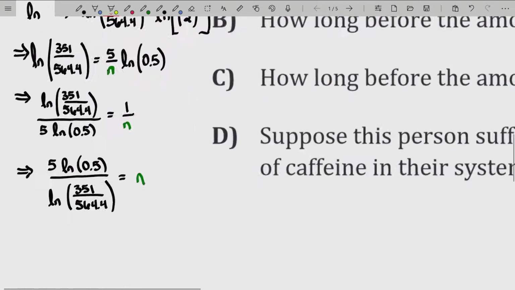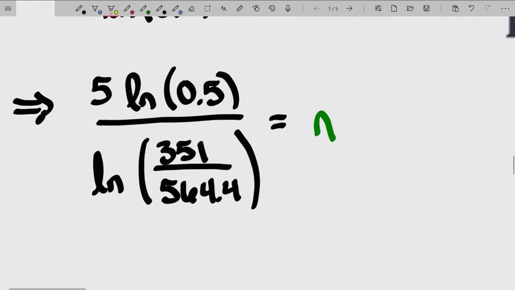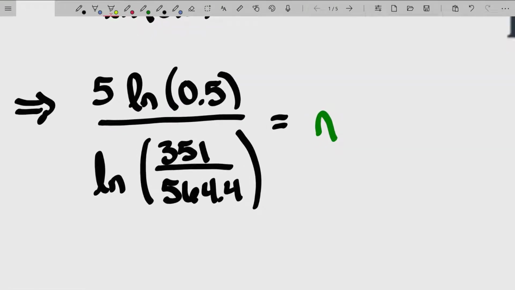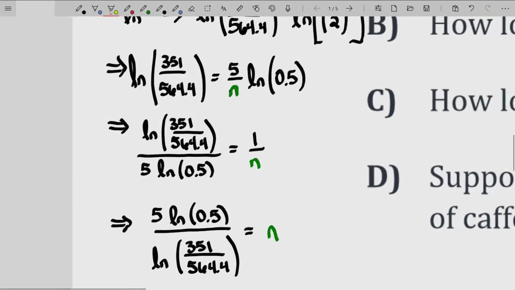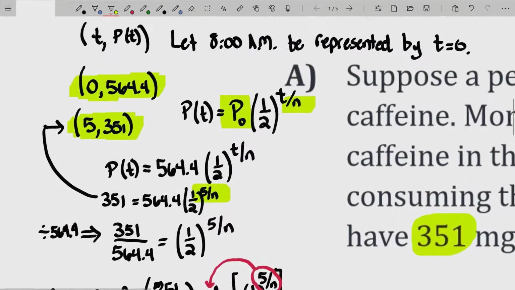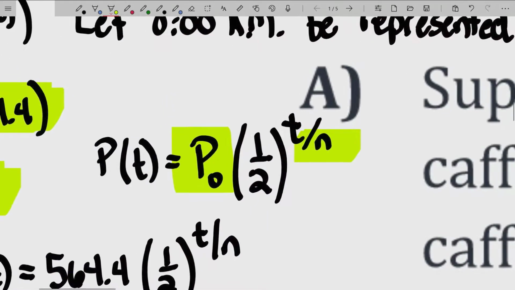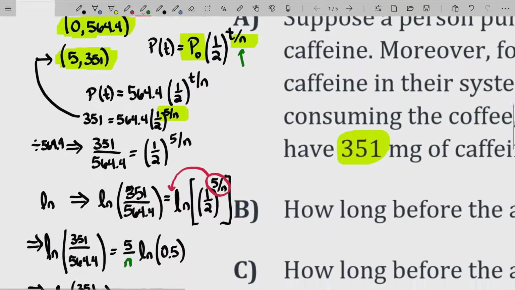So this n is the number of hours that it takes for the caffeine in this person's system to reduce to half of its original amount. Remember that n is from this original formula. The population of caffeine in their system is just the initial population, and it reduces by 1/2 every n hours. And so we just solved for n to find out, well, how long is that? How many hours? And that requires a calculator.